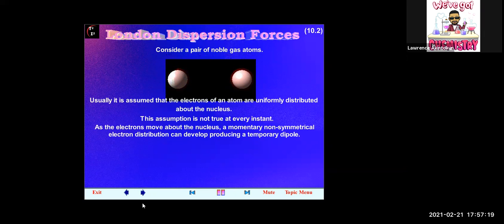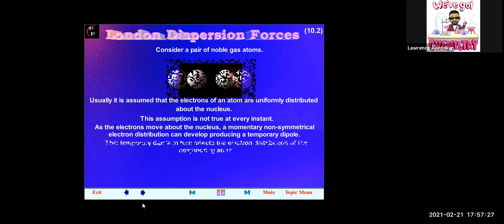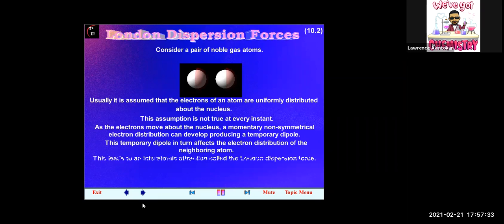As the electrons move about the nucleus, a momentary non-symmetrical electron distribution can develop, producing a temporary dipole. This temporary dipole, in turn, affects the electron distribution of the neighboring atom. This leads to an interatomic attraction called the London dispersion force.